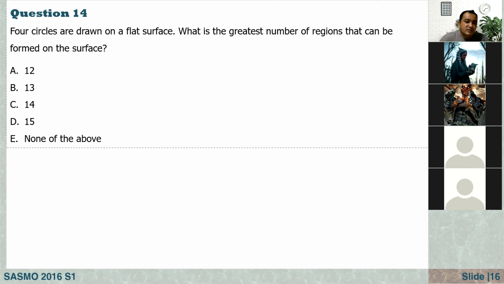Now you should try this. Okay, everybody, I will give you 1.5 minutes, maybe 2 minutes. It says 4 circles are drawn on a flat surface. What is the greatest number? Greatest number means what is the maximum number of regions that can be formed on the surface?